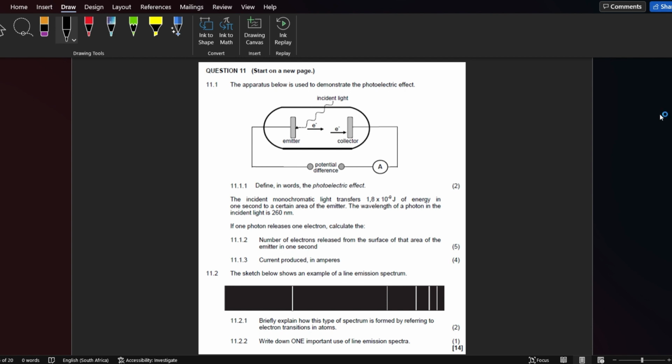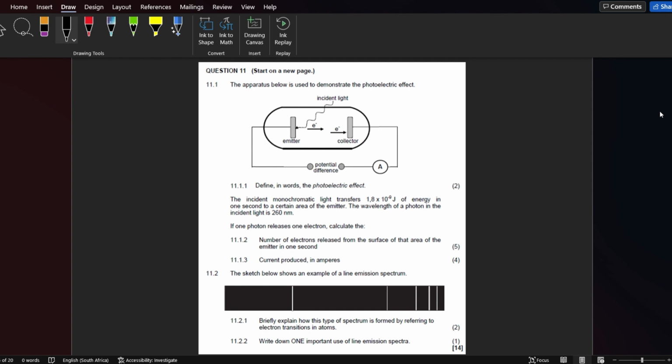So 11.1.1 asks, define in words the photoelectric effect. Now the definition for the photoelectric effect is simply the emission of electrons from the surface of a metal which is exposed to radiation. So to explain that, whenever the surface of a metal is exposed to electromagnetic radiation, which is usually light, the electrons in that metal will be emitted from the surface of that metal.